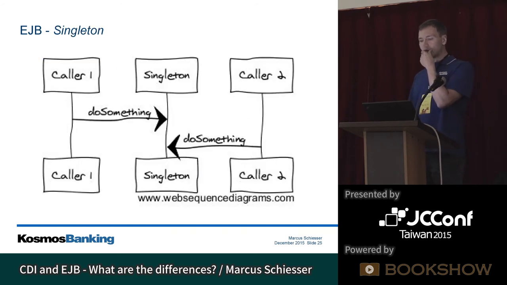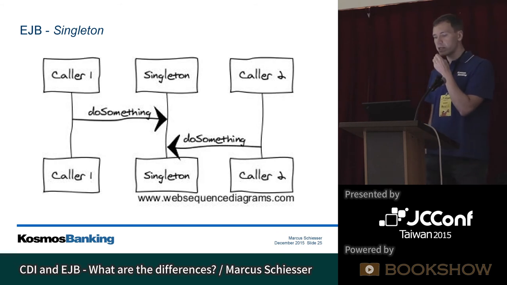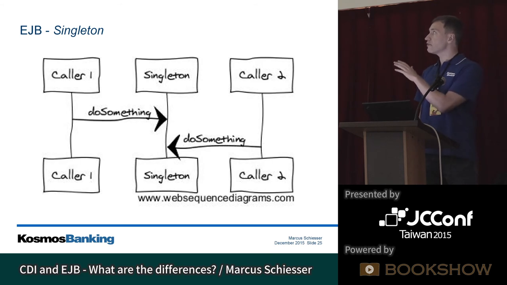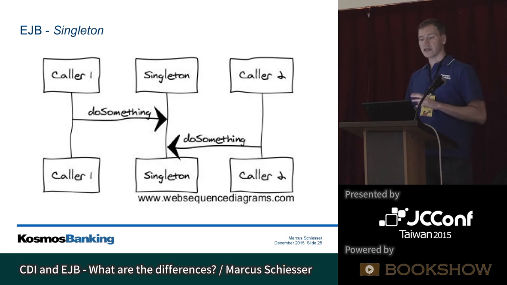So we have the singleton, which is the easiest one. You see it's pretty similar to the application scope that we had before. Because it's a singleton, we only create one for the virtual machine. So we have the caller, it's doing something, we have another caller on that object. We always get the same instance. Pretty simple.